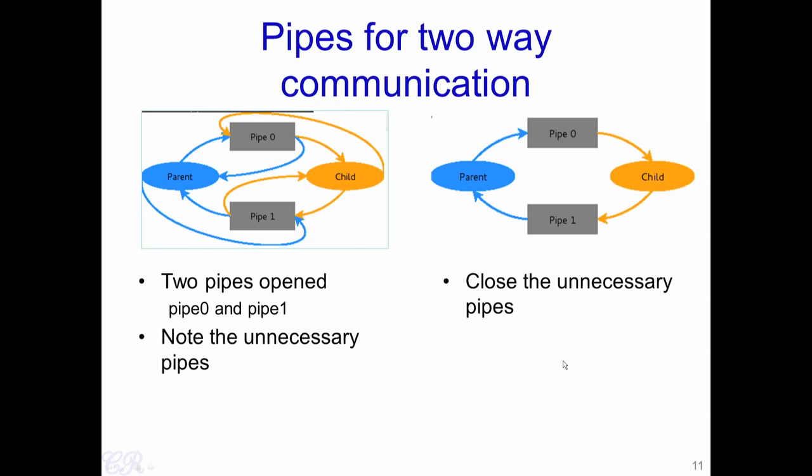Now, in order that the parent sends some information to the child, the parent will write to pipe 0 while the child will read from pipe 0. In order that the child sends some information to the parent, the child will write to pipe 1 while the parent will read from pipe 1.